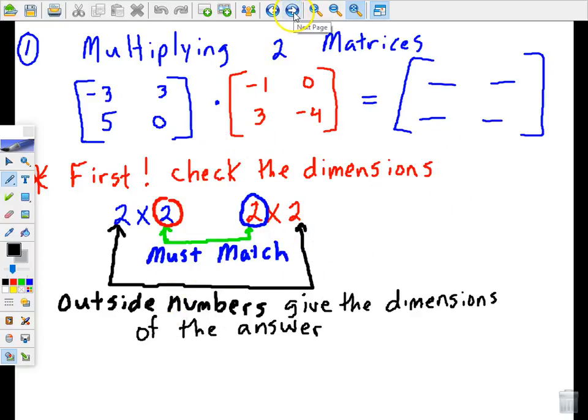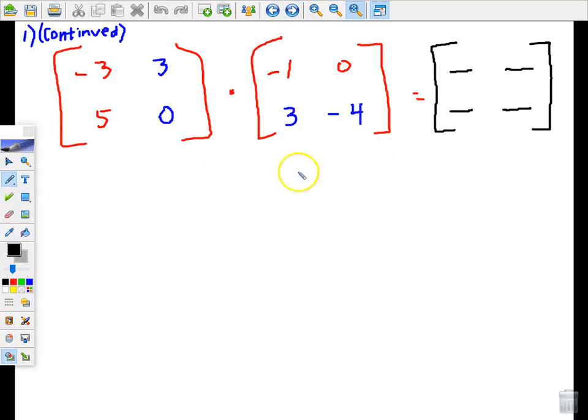So on my next slide, I'm going to walk you through the actual multiplication process. So this is the same problem as before, those same two matrices. And how do we get this product matrix? Well, multiplication of two matrices involves multiplying a row times a column. You always do row of the left matrix times column of the right matrix.